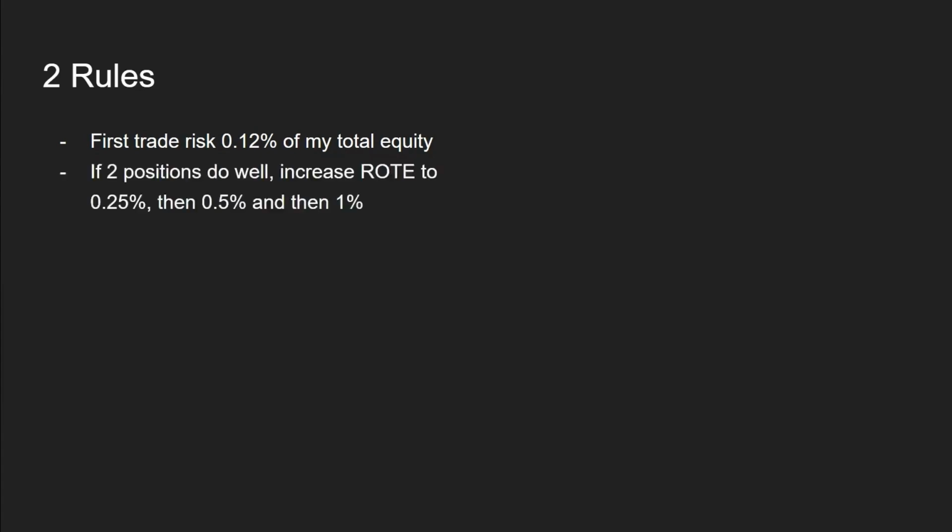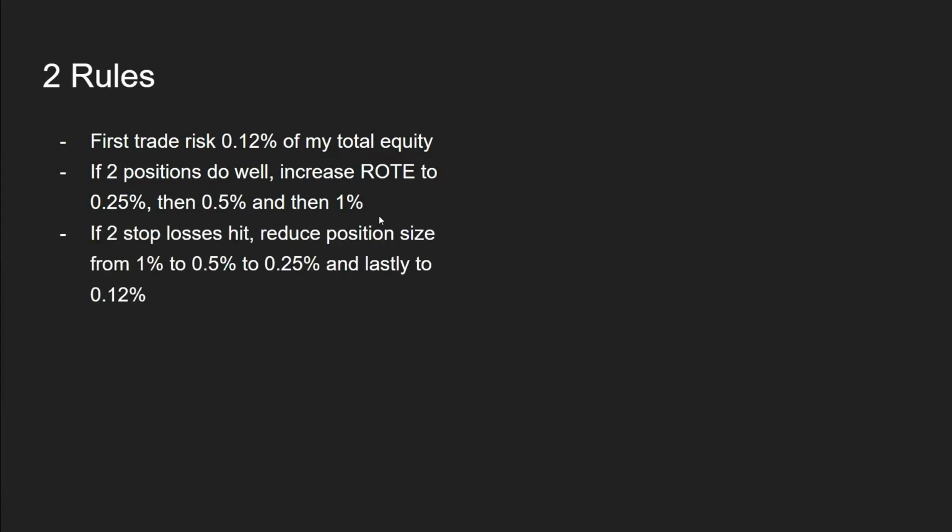Now, if two positions do well with this amount of risk, then we increase the ROTE, which is risk of total equity, to 0.25%. The same rule we apply again. If two positions are working well at 0.25%, then we increase the risk to 0.5%. If two positions at 0.5% are working well, then we increase the risk to 1%. If this doesn't make sense to you right now, just bear with me, and we're going to do an example of exactly how you can apply this to your account.